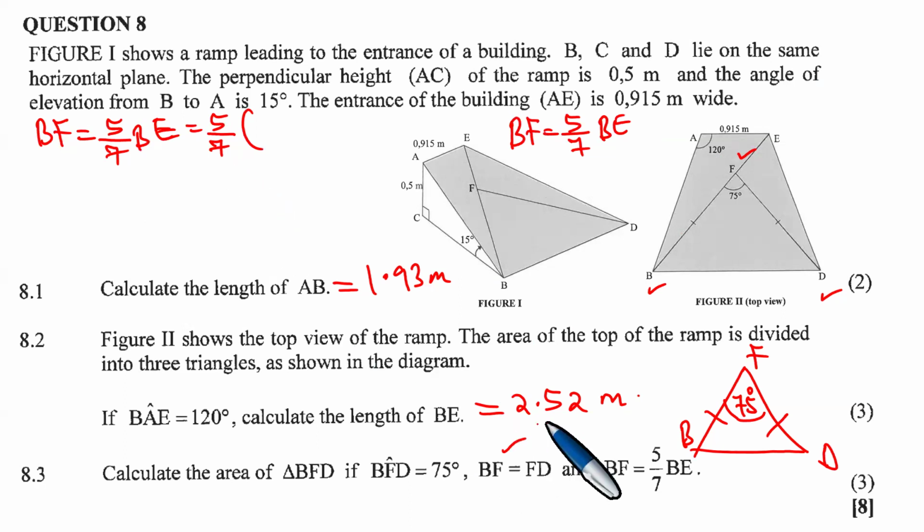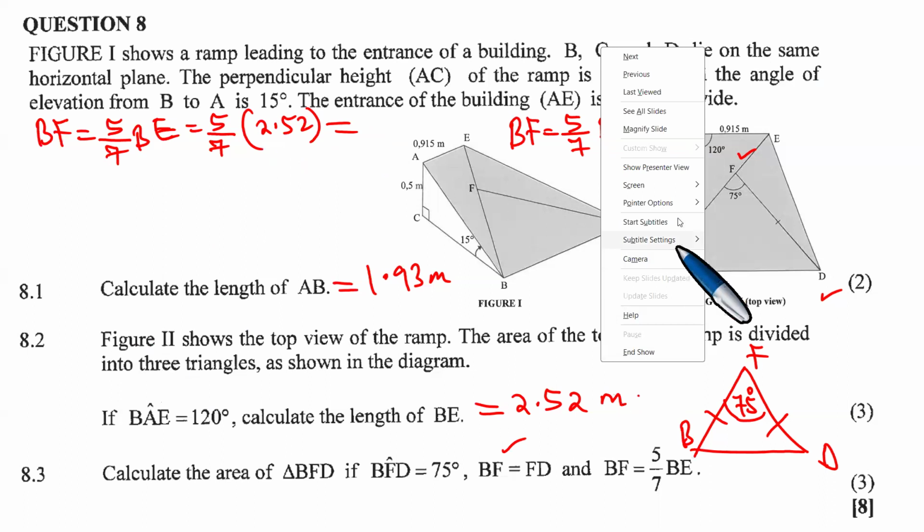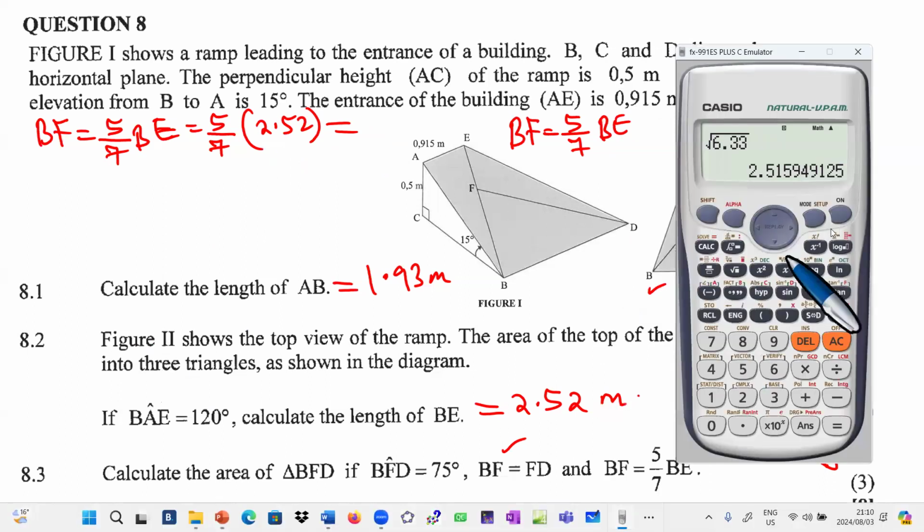BE is 2.52. Right. So if this is the case, then we can just use our calculator to compute this one here and see to it that we're able to get the answer. Let's check. So what we're getting here is the following.